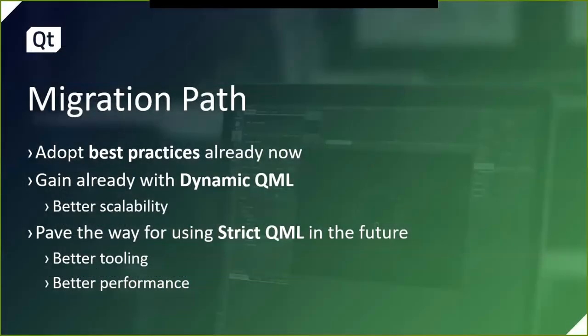And how does the migration path look then? Well, the idea is that already now, starting with Qt 5.15 and continuing with Qt 6.0, you can adopt best practices. And this will already gain you some benefits with dynamic QML, like better scalability. I'll come to that in the next slide. And this will also allow better tooling, and in some cases, it will already improve the performance right now.